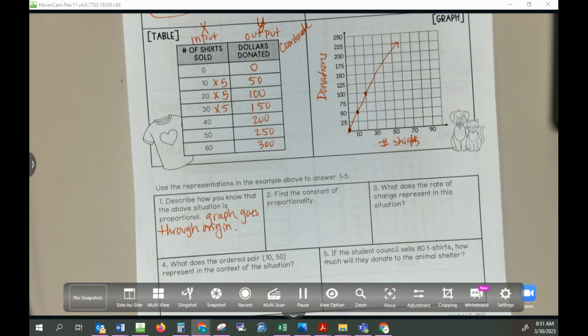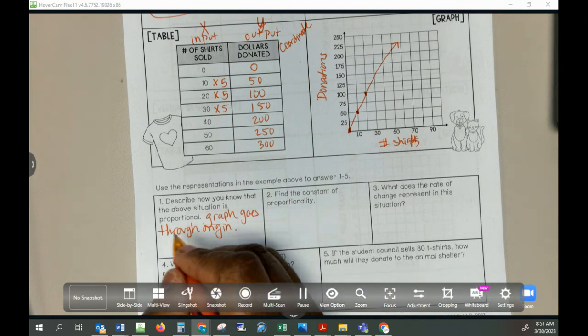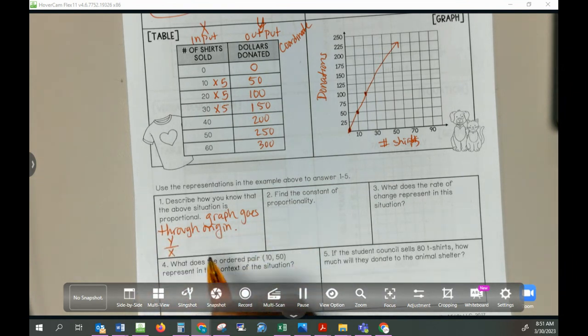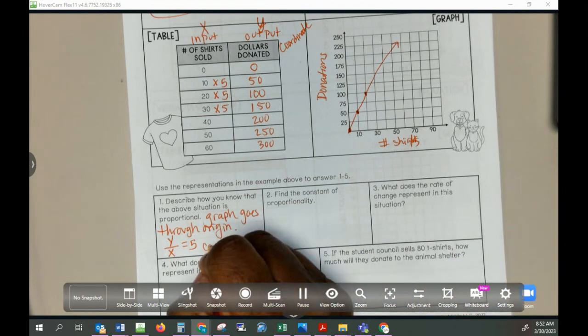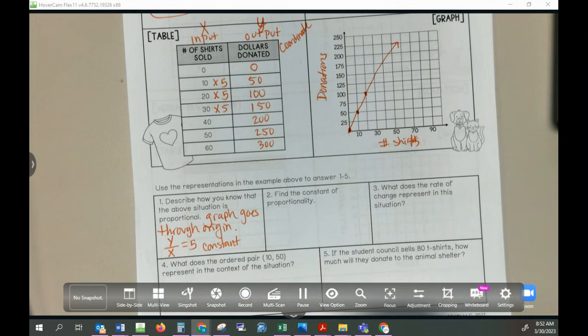Is there anything else that lets us know that this is a proportional situation? What about in the equation? What have we noticed about all equations that are proportional? Anyone? Okay, so another way that I know it's proportional is that when I do y over x, I'm going to get the same number over and over again. So my y over x being 5 every time, and that it's a constant. That's how I know that it's proportional, because it's constantly staying the same.